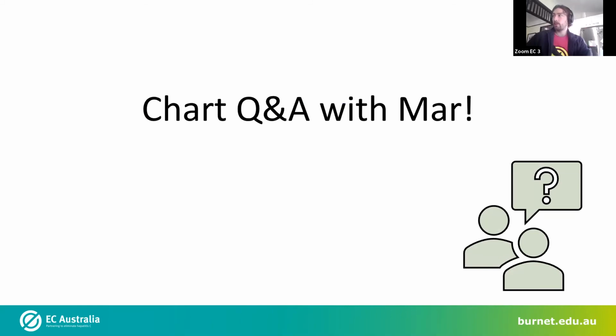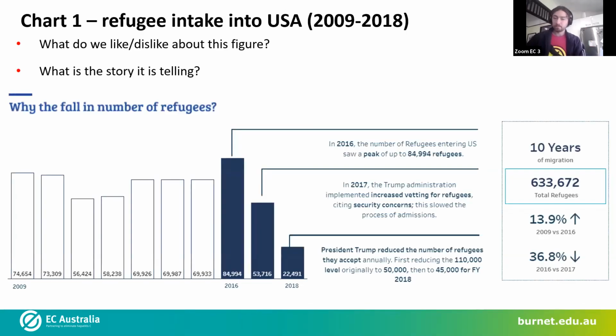Cool, so now we're going to do a chart Q&A with Mar. The purpose of this little exercise is that I've got 3 figures, and Mar is going to talk about what she likes about them, what she doesn't like, and use some of her expertise to evaluate the graphs that we're going to look at. So starting off, this is refugee intake into the USA between 2009 and 2018.